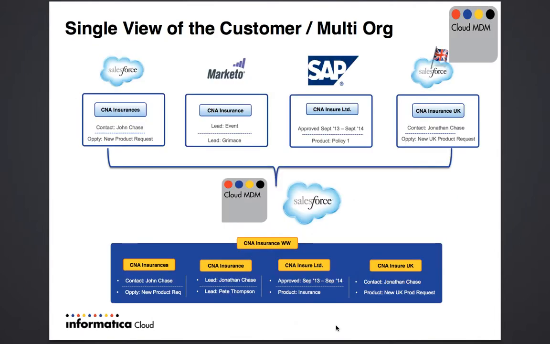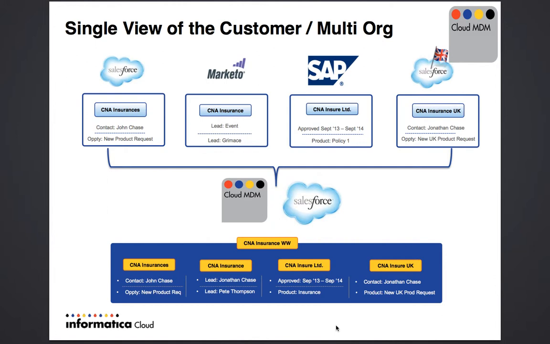So in this example here, I have one instance of Salesforce. I also have a copy of Marketo. I have an on-premise data source, in this case, it's SAP. And I also have another org in the UK. Now, this customer, CNA Insurance, could be across every single one of those different data sources. So if I've got an opportunity in my main Salesforce org, I've got another opportunity in the UK org, I've got various different leads coming from Marketo and product information, previous orders perhaps, from SAP.